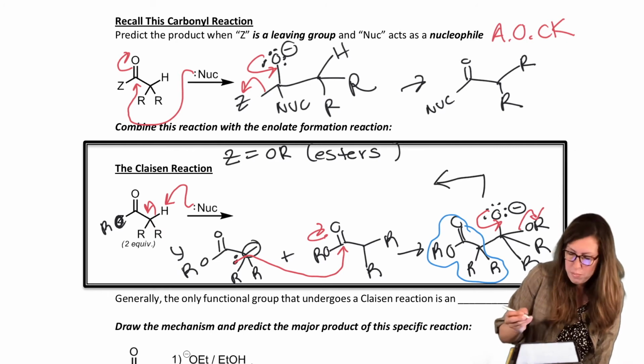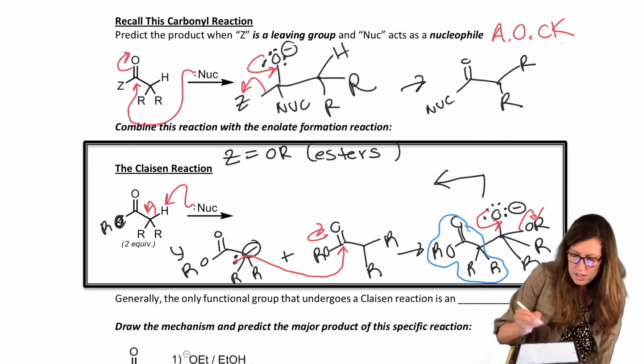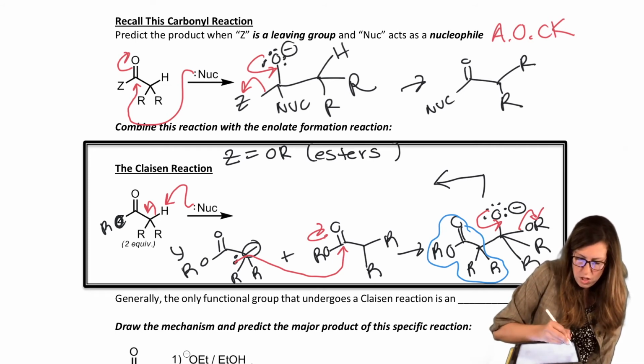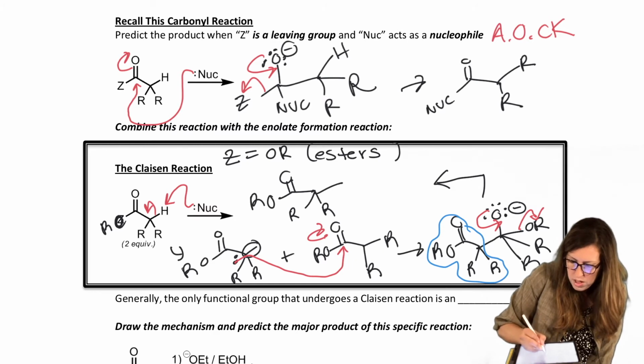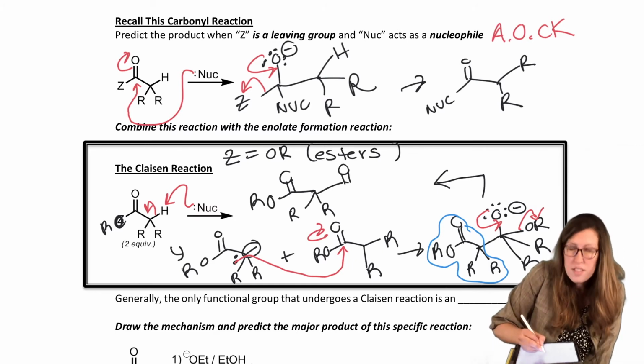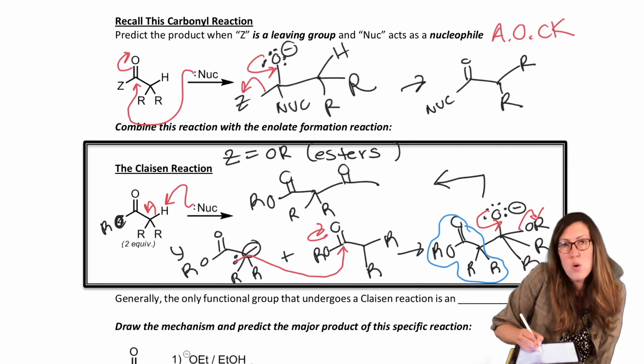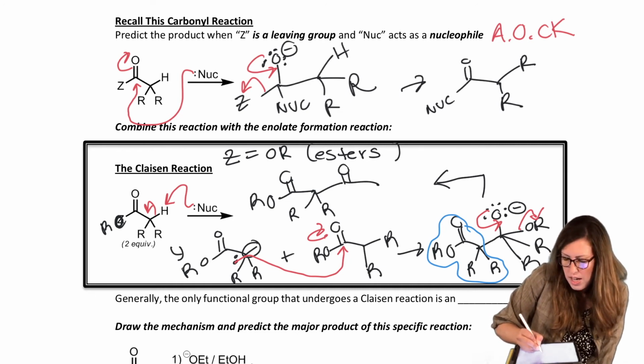Big difference, because look at our product. It's going to have a different functional group. So we have our ester on one side that stayed intact because it was the enolate. And lo and behold, we have the other side where we lost the ester. We lost the OR that makes it an ester. And we kept only the groups that were not leaving groups.